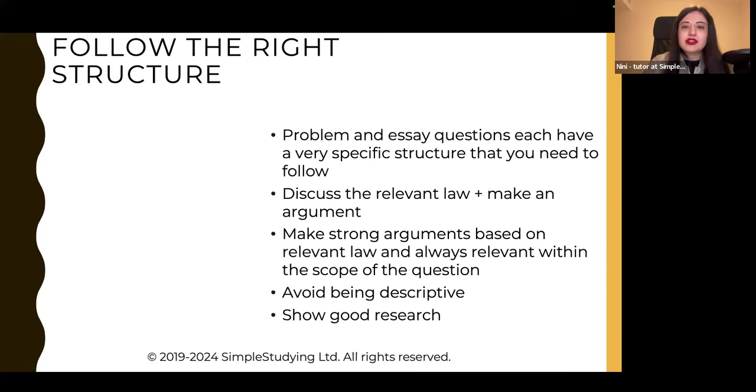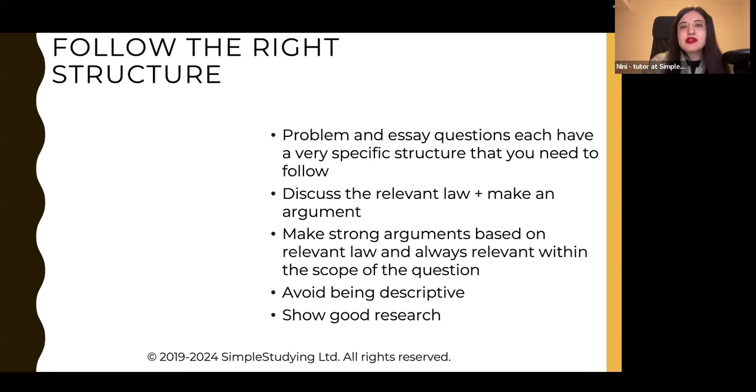For the essay question, you have to discuss the relevant law, then make an argument. Law, argument, this is the structure that you have to remember. When you are making the argument, it has to be based on the primary law and always referring back to the question.